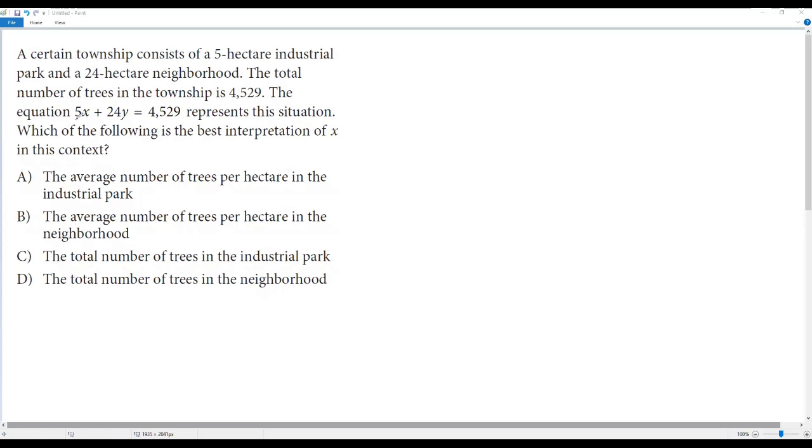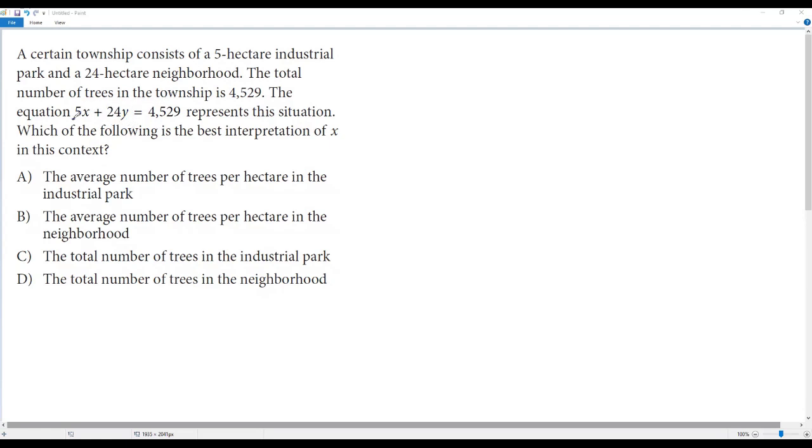Let's consider the numbers 5, 24, 4,529 in this equation. This 5 is connected to the information we have about the industrial park, and this 24 is connected to the information we have about the neighborhood, and this number 4,529 is connected to the total number of trees in the township. Since we have the total number of trees in the township on the right side of this equation, on the left side, this 5x must represent the number of trees in the industrial park, and this 24y must represent the number of trees in the neighborhood.